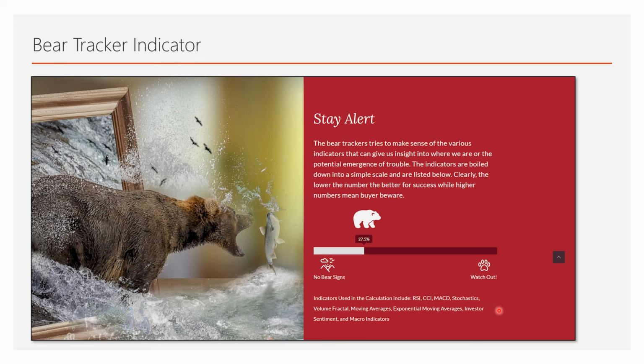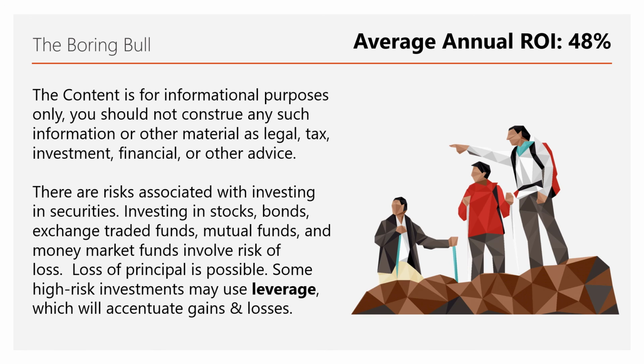Again, does it mean anything? Are we trading off of it? Of course not. But it certainly gives us an idea to watch out, stay alert when we get into those higher levels. Okay, so that was a feature called the bear tracker.